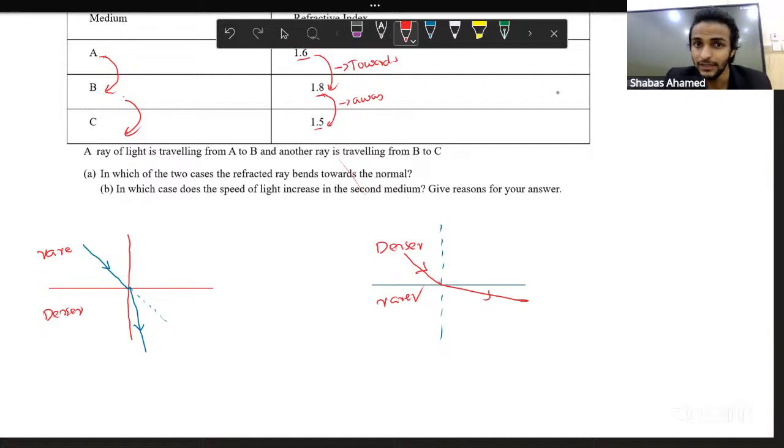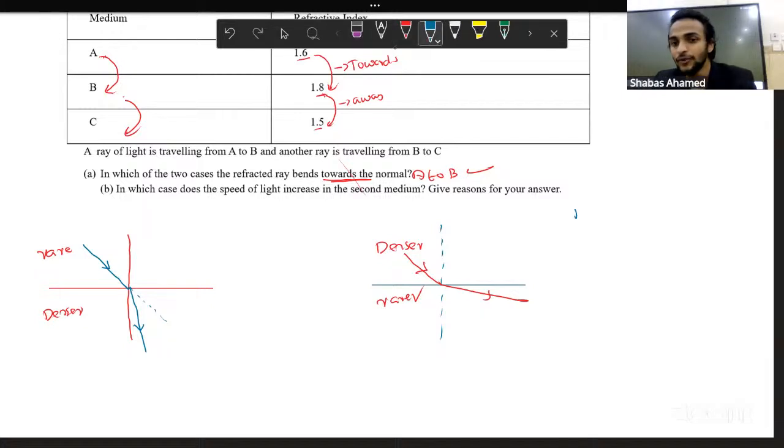Okay, so here we can say this is towards the normal. In this question, they are asking in which of these two cases the refracted ray bends towards the normal. Towards the normal means only from A to B. So this A to B is bending towards the normal. In which of the cases does the speed of light increase in the second medium? Give answers, and give the reason for that.